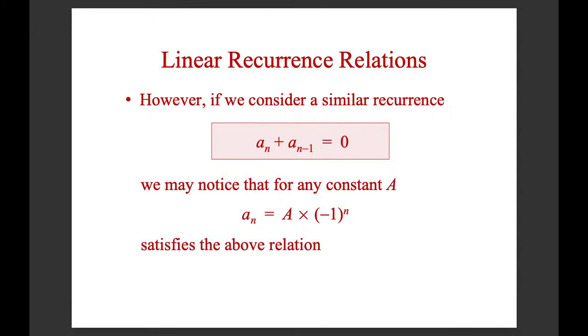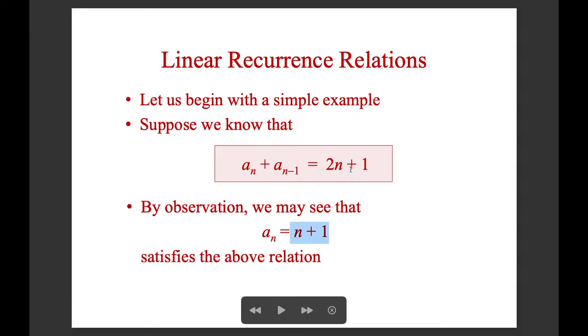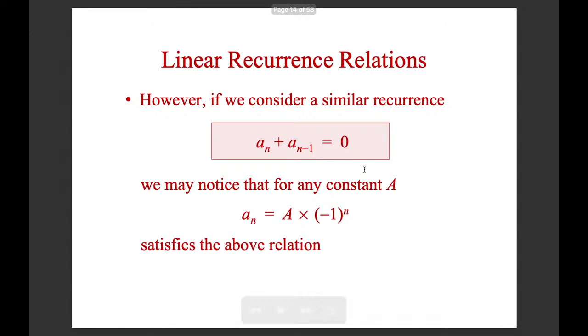Now, what we are going to do is, this is the original recurrence, an plus an minus 1 is equal to 2n plus 1. But we consider something that is similar or related. This time we set the right-hand side to be 0. So we look at an plus an minus 1 is equal to 0. Now for this one, for any constant A, let's say A is equal to 18, if we plug in an to be this A multiplied with minus 1 to the power n, then this will be A times minus 1 to the power n, and this will be A times minus 1 to the power n minus 1, and they will cancel with each other. One of them will be plus A, and the other one will be minus A, so A minus A will be equal to 0. So in that case, if I set an to be something like this, it will satisfy this equation.